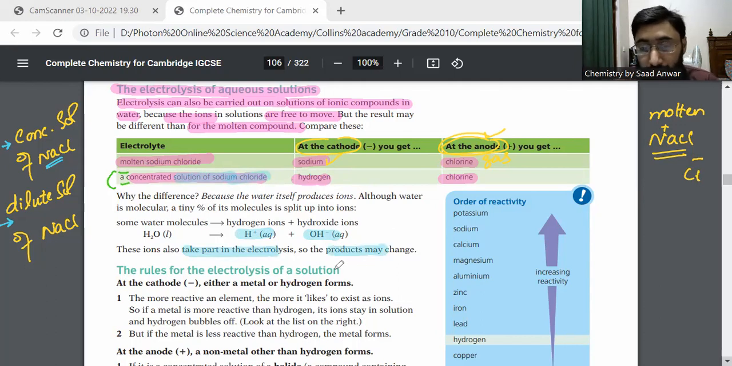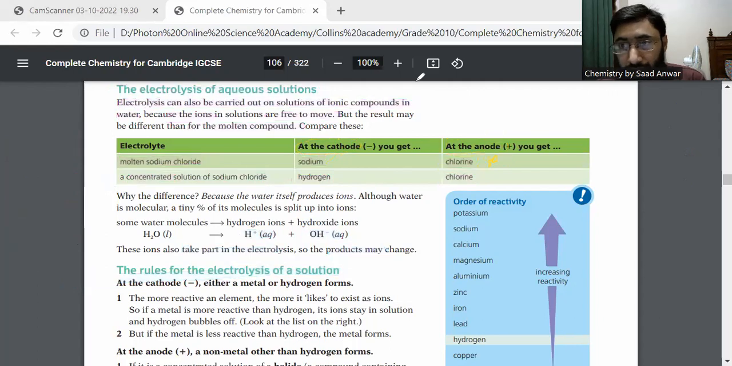The rules for the electrolysis in case of aqueous solution. Let me erase all these things. Should I erase all these things? Okay.